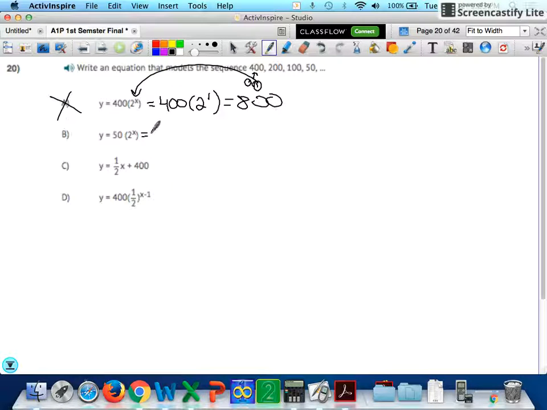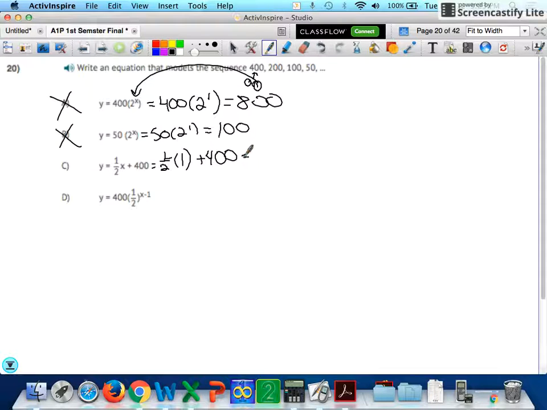When I do it for my next set, I have 50 times 2 raised to the 1 power. You put that in the calculator, and you're going to see that your result is 100, which is not 400. Now we start getting into some of the messier ones. We've got 1/2 times x. Well, x is just our number 1, same as earlier. We're taking this number 1 and plugging it in for x every single time. Then that is plus 400.